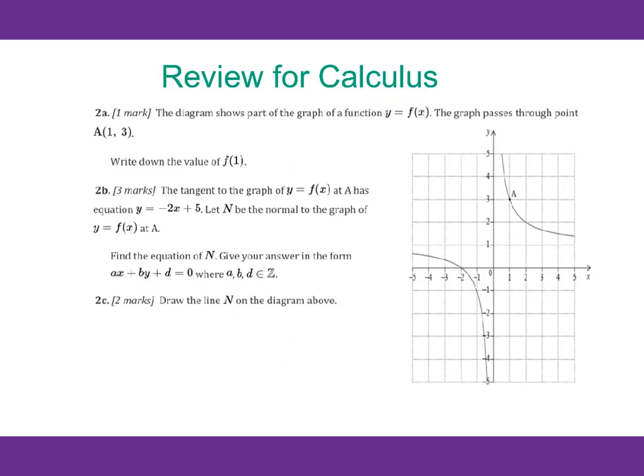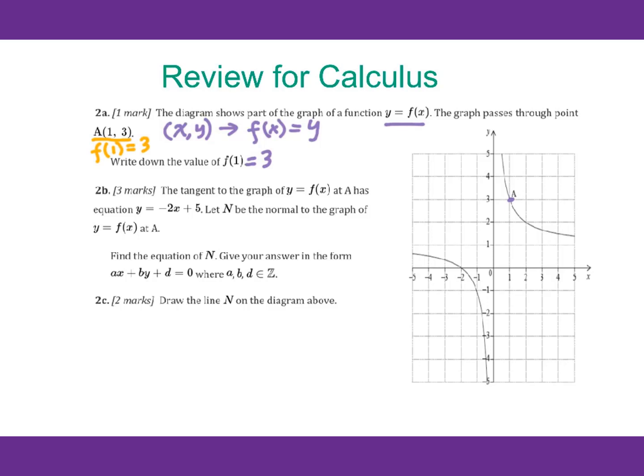The diagram shows part of the graph of the function y equals f of x. The graph passes through point 1, 3. It's here. Write down the value of f of 1. f of 1 equals 3. Remember, when you have coordinate x, y, it means f of x equals y. Therefore, when you have coordinate 1, 3, it means f of 1 equals 3.